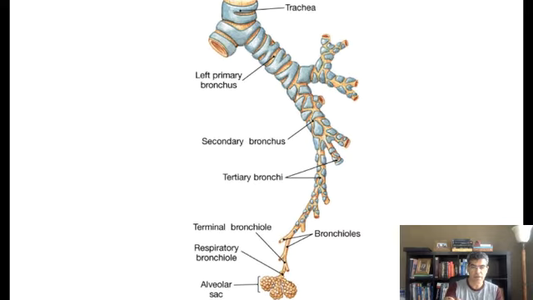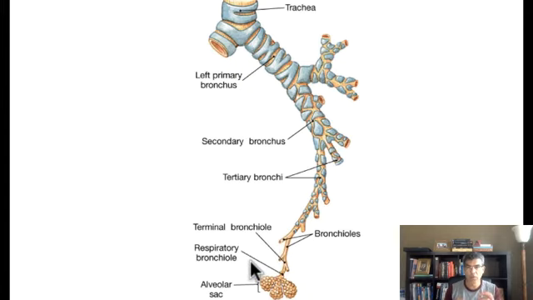From the trachea all the way to the terminal bronchiole is called the conducting zone. Because what happens is air comes through these branches until it gets here, and there is no exchange between the air and blood. After the terminal bronchiole, where we have the respiratory bronchiole, is where the exchange happens. After the terminal bronchiole, respiration happens, exchange of gas happens.